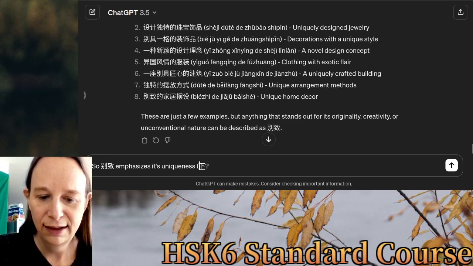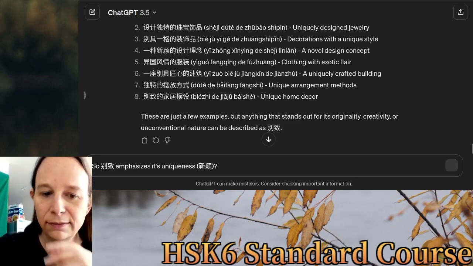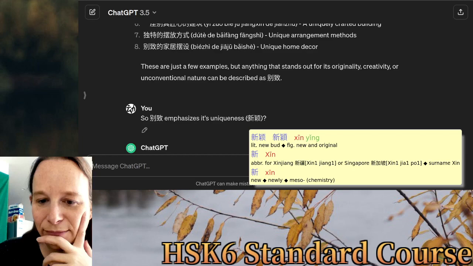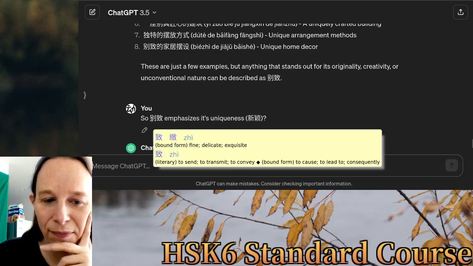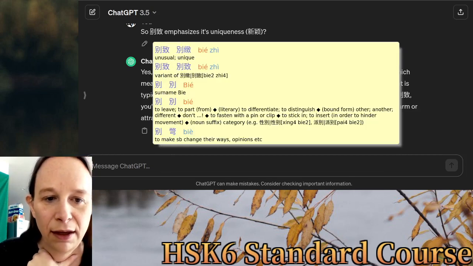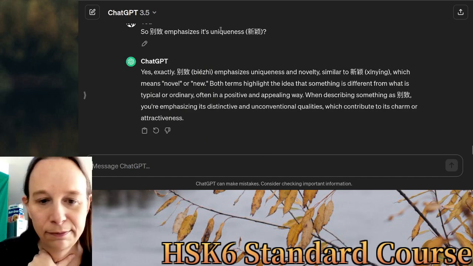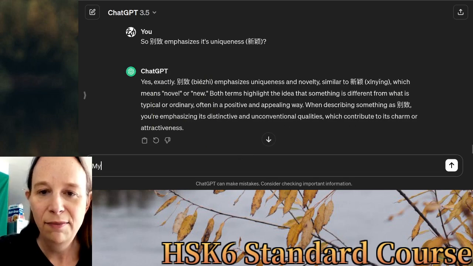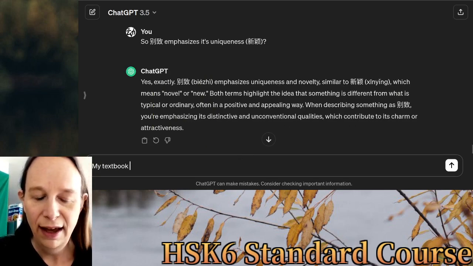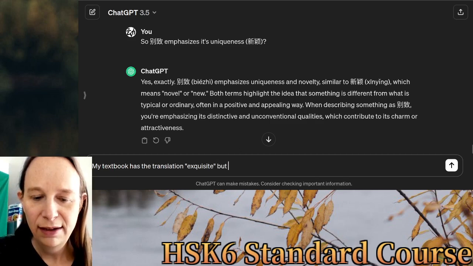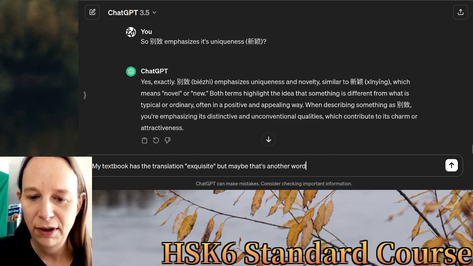新颖. Xinying is what I use for new and original uniqueness. Novel, not the type of novel you read. Why is there two? 别具. Unusual, unique. My textbook has the trend. Exquisite. But maybe that's another word in Chinese.